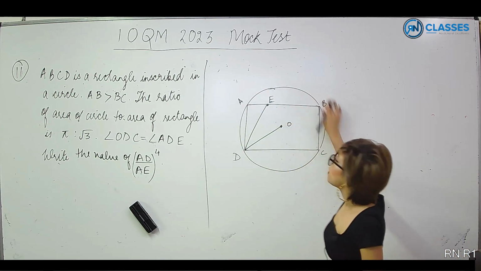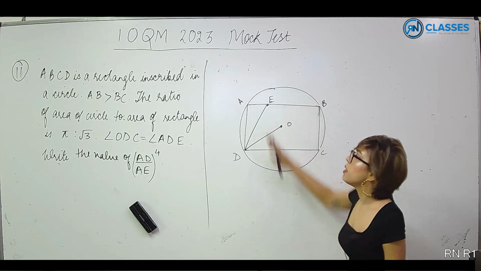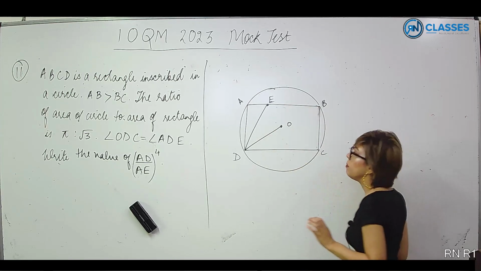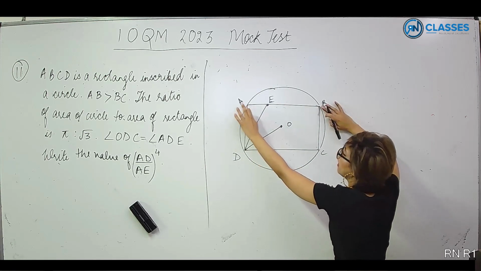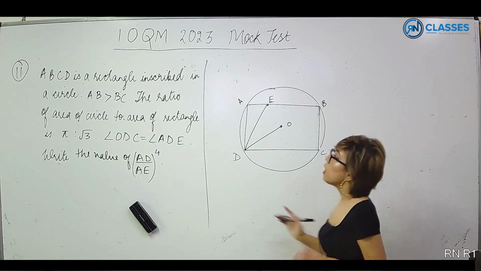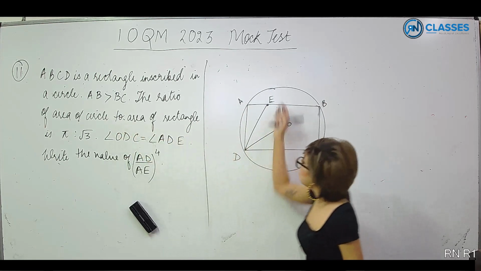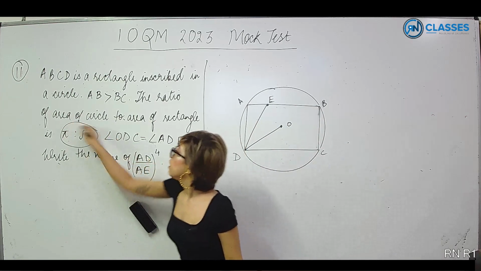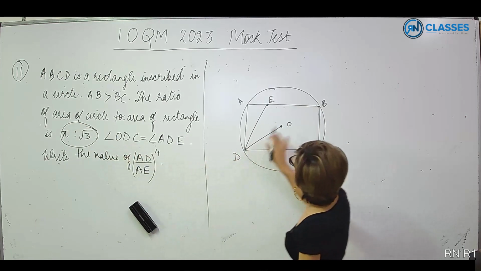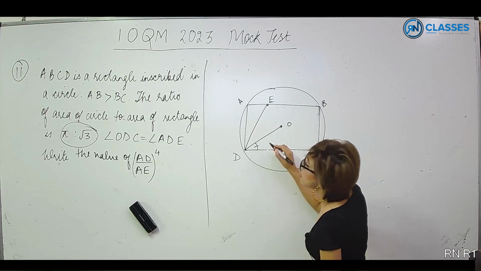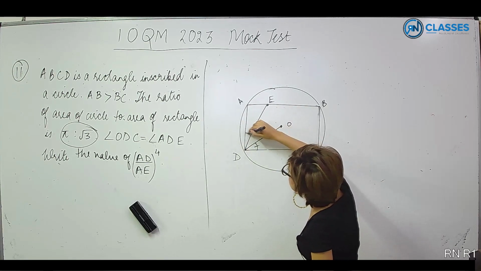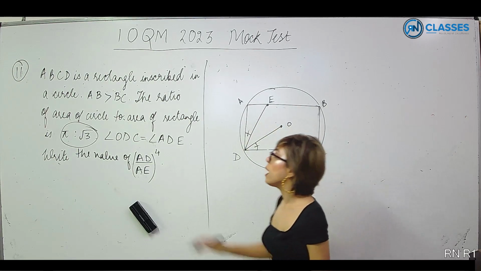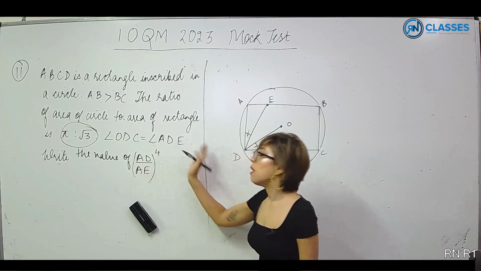Now he says ABCD is a rectangle inscribed in a circle. Obviously the center is O. Now he says that AB is greater than BC. I have tried to make that. The ratio of the area of the circle to the area of the rectangle is pi to root 3. And then angle ODC is equal to angle ADE. Then he says write the value of AD by AE raised to 4.